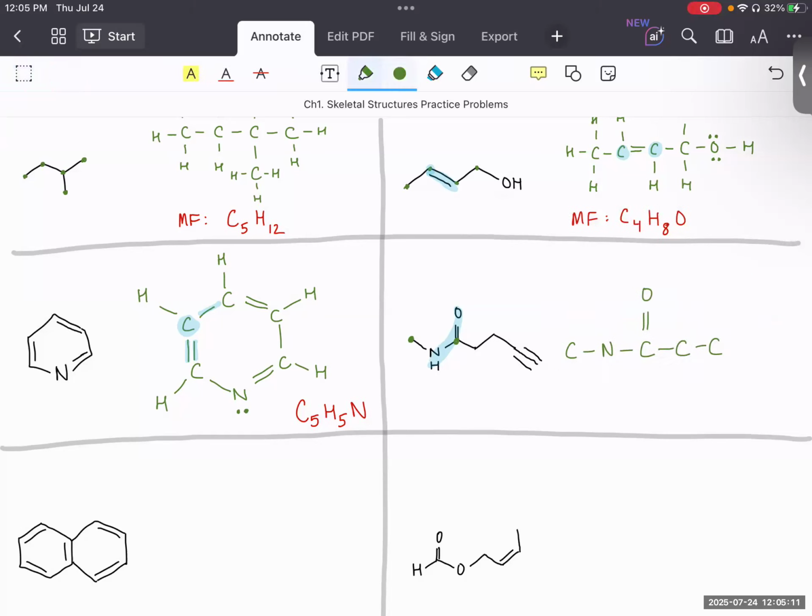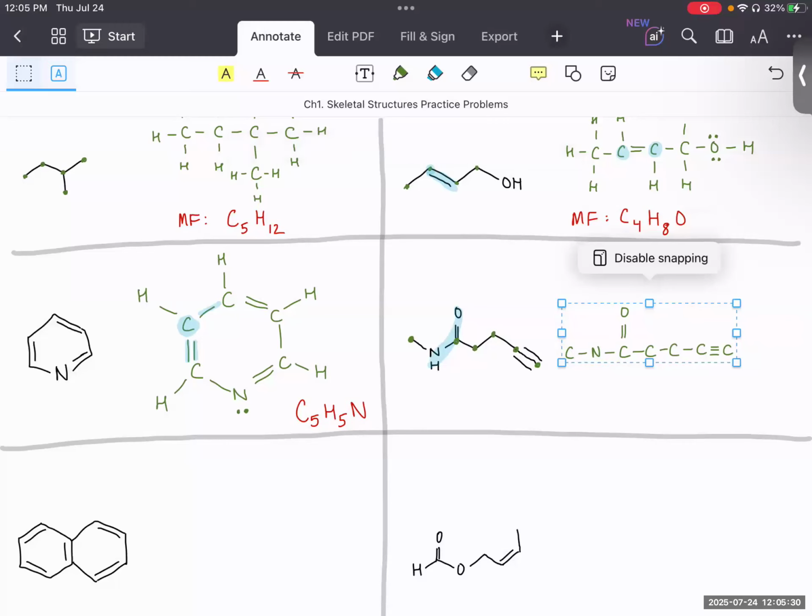And then at the end, if we count the total number of carbons that we have down the middle, we should have 6 total. And then those last two are going to be bonded with a triple bond. Let me make this a little bit smaller so I can add in those hydrogens.